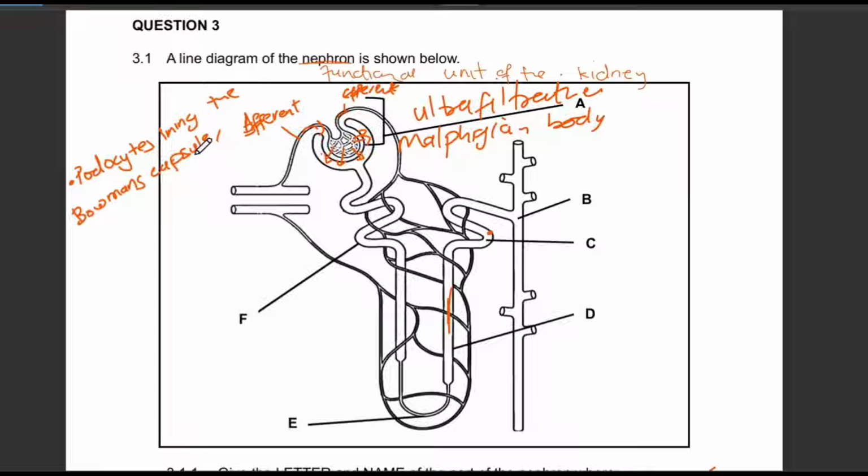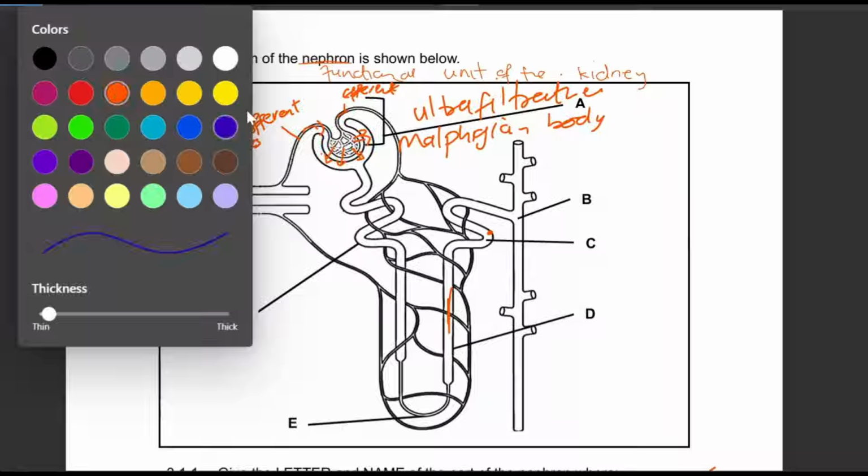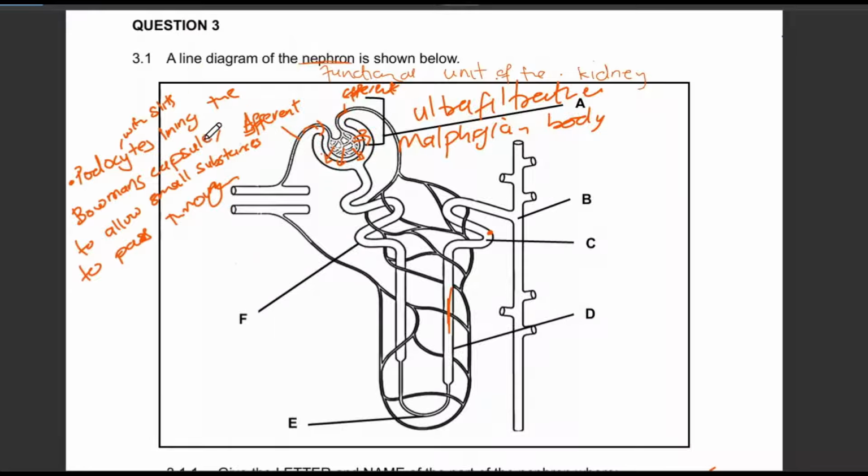And the effect of that will be to allow, so these podocytes, they have slits to allow small substances to pass through. That's the first structural adaptation. Okay, so this will be marked: podocytes lining the Bowman's capsule for substances to pass through.